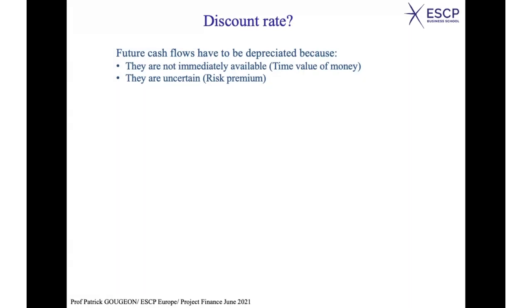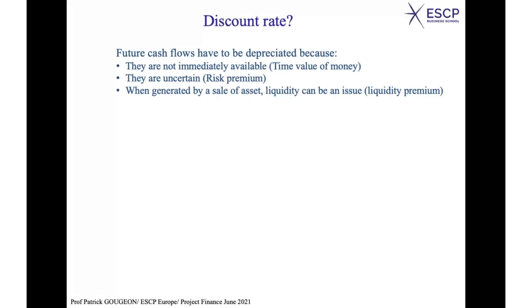This is what is done through a risk premium. I want to add something which maybe you are not familiar with. If the cash flow which you expect in the future is generated by the sale of one particular asset, for instance, you may decide that at a point in time you will sell a piece of land, or you will sell an old piece of equipment to buy a new one.